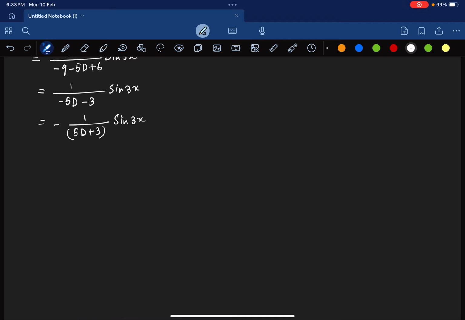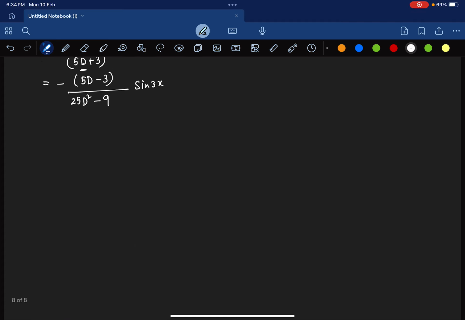So the next step, your target is to make this D into D square. So what you will do, multiply numerator and denominator by 5D minus 3. Immediately the a square minus b square formula you can apply here. So you have minus (5D minus 3) by, in place of D square you put minus 9, so 25 into minus 9, minus 9, sine 3x.